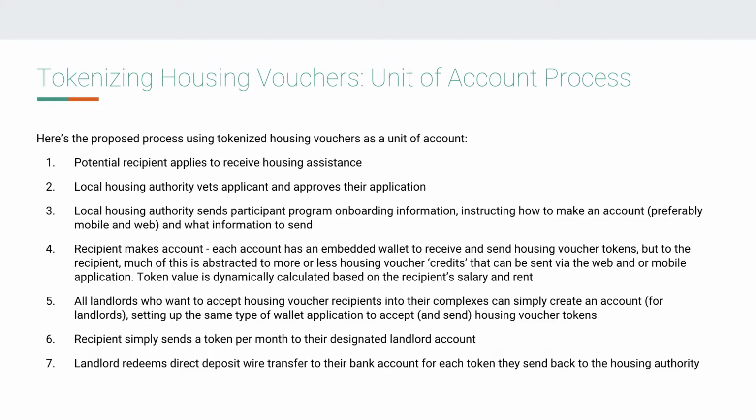All landlords who want to accept housing voucher recipients into their complexes can simply create an account, set up a type of wallet, and get those tokens, and that shows proof of receipt, right? The recipient simply sends a token per month, or however many, if you want to make it equivalent to the cost of $1, or the cost of how much is being paid. And the landlord redeems, by direct deposit or wire transfer to their bank account, each token they send back to the housing authority. So it's kind of cyclical, almost a vanity token. This wouldn't actually need to be an ERC-721. This could be a vanity ERC-20.